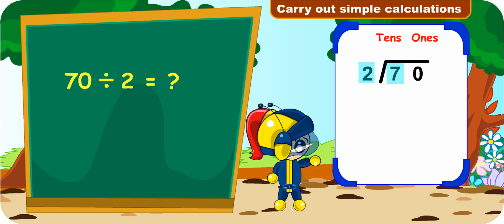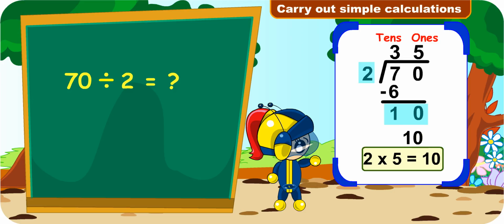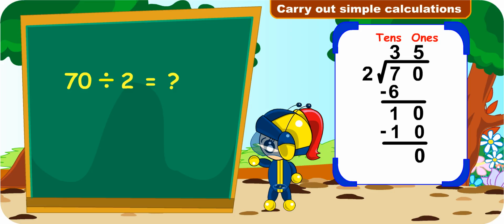First, I divide 7 tens by 2 to get 3 tens, leaving 1 ten as a remainder. 1 ten is equal to 10 ones. Adding that to the 0 in the ones place, I get 10 ones. Then I divide the ones by 2. 10 ones divided by 2 is 5 ones. Thus, 70 divided by 2 is 35.